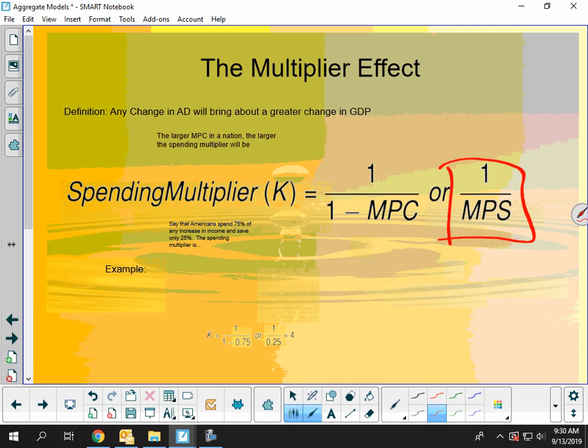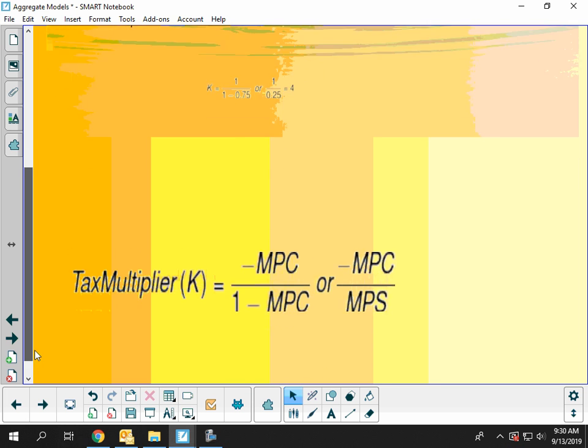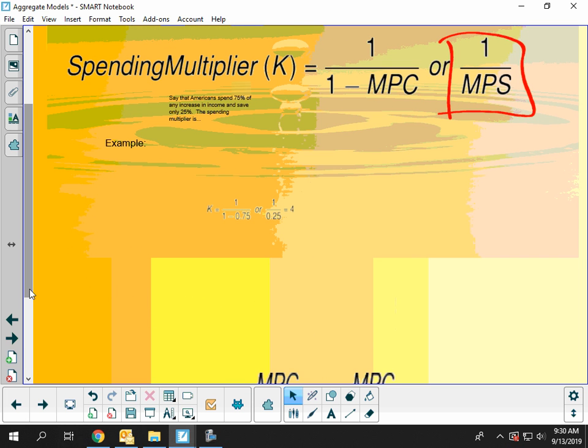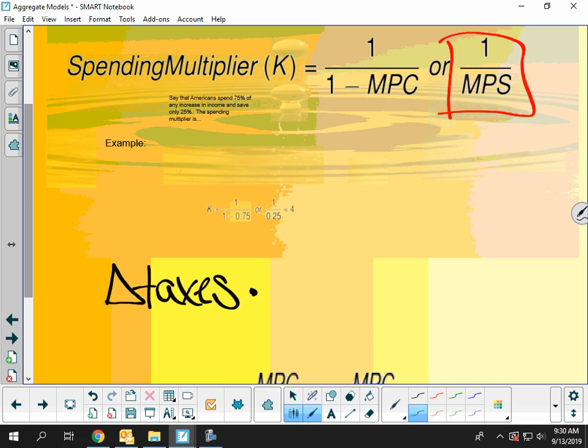But there is a different multiplier, and the different multiplier is the tax multiplier. The tax multiplier basically says that any change in taxes times this new multiplier KT, so not KS anymore, KS was the spending multiplier, S for spending, now KT, the tax multiplier, is going to give us some sort of change in real GDP, a multiplied effect change.